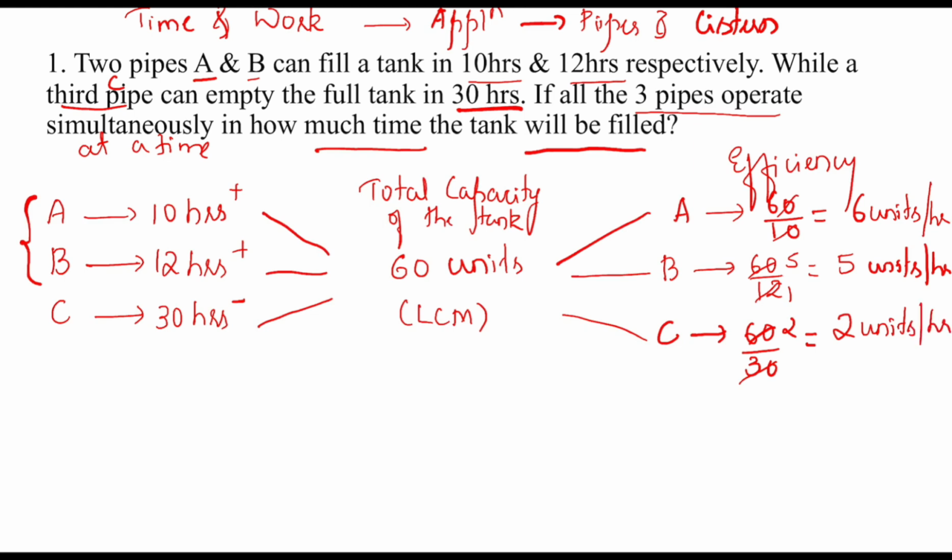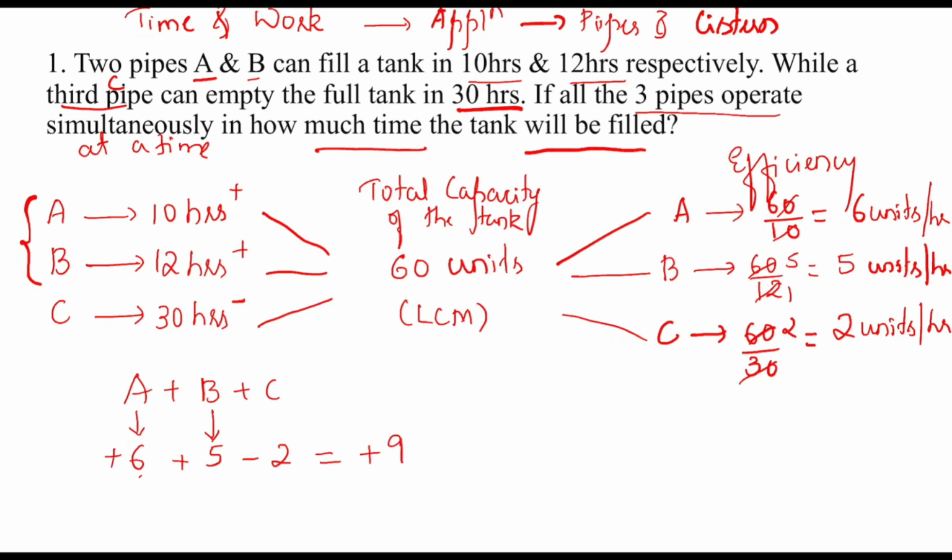Okay. Now all three are operating simultaneously, they are saying. So that is A plus B plus C, all three operating simultaneously. So A can fill 6 units in 1 hour, and filling I will indicate with a plus sign. B can fill 5 units in 1 hour, and C can empty 2 units in 1 hour. So it is plus 6, plus 5 and minus 2. So when all three are operating, what is the result? Plus 6 plus 5 is plus 11 and minus 2 is plus 9.